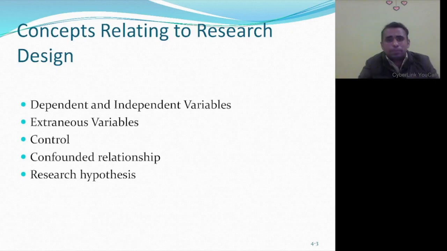Confounded relationship is the next important term used in research design.